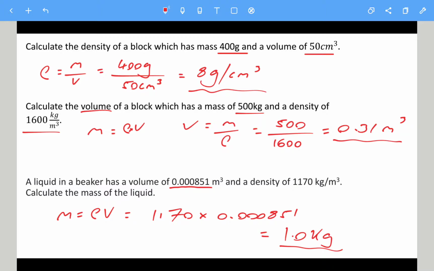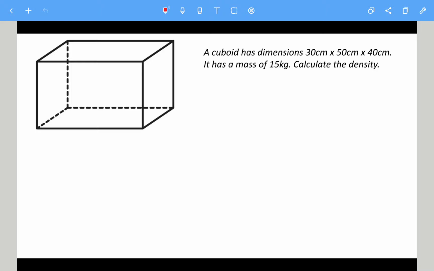Hopefully you found those okay. Let's ramp the difficulty up a little bit then. So this one should be relatively straightforward. It's a little bit trickier, but nothing too drastic. So you have to pause and have a go at this, and then I'll take you through the answers. So a cuboid has dimensions of 30 centimeters, 50 and 40.